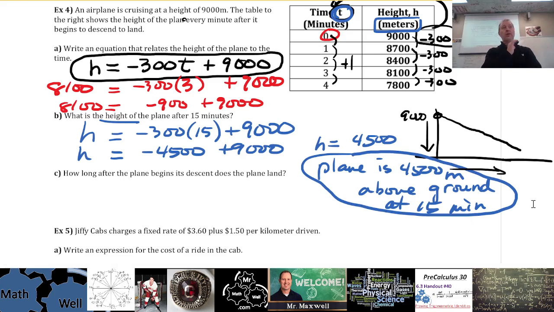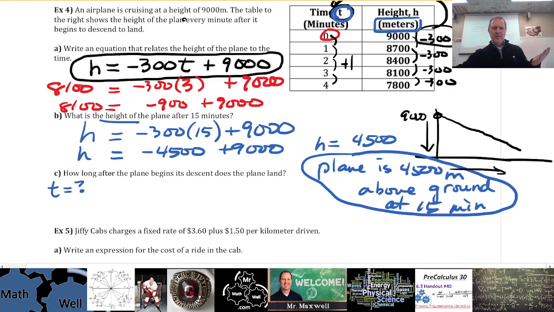This is actually really important for you guys to understand what's going on here. We have to connect this sentence with the situation and the equation. So remember what this question says. You have to go back and look at the question and remind yourself that this is minutes after it begins to descend, okay? Minutes after it starts coming down. So how long after the plane begins to descend? We're looking for a t value. So t equals, I don't know.